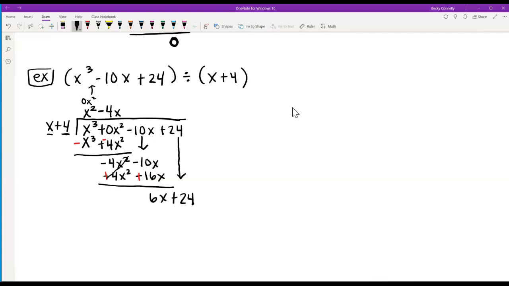So what times x gives me 6x? That'll be a positive 6. And then 6 times 4 gives me 24. And then I need to change my signs. And again, on this one, I end up with a 0 remainder. All right, so my answer would just be this: x squared minus 4x plus 6. Okay, but we had to put that 0 in to hold that place open.